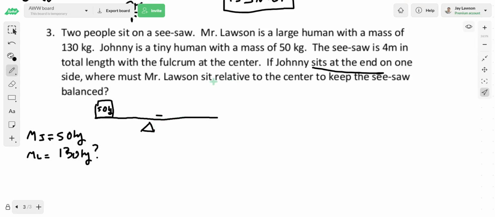But I don't know where I'm at on this seesaw. We're trying to figure out where do I need to sit to keep it balanced? We're also given that the seesaw is 4 meters in total length, and the fulcrum's at the center. So R on this side is 2 meters, and R on this side is 2 meters. I'm just going to say the R of Johnny is going to be 2 meters.